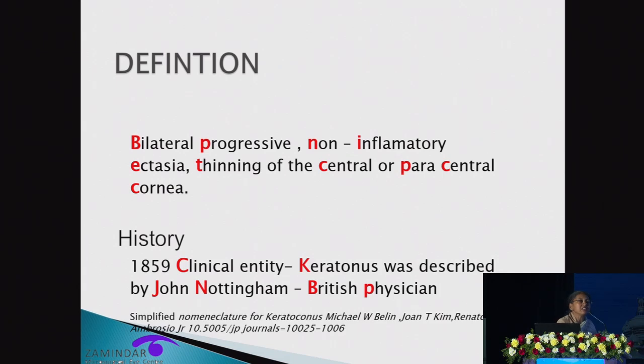By definition, this is a classic textbook definition where it is bilateral, progressive, non-inflammatory ectasia thinning of the central or the paracentral cornea. In my previous classification of ectatic disorders, I did not include post-LASIK ectasia because it is iatrogenically induced, and these are all on the virgin corneas which have these non-inflammatory ectatic processes. And coming to the history, it was described as early as in the 18th century. This clinical entity was described by the British physician.